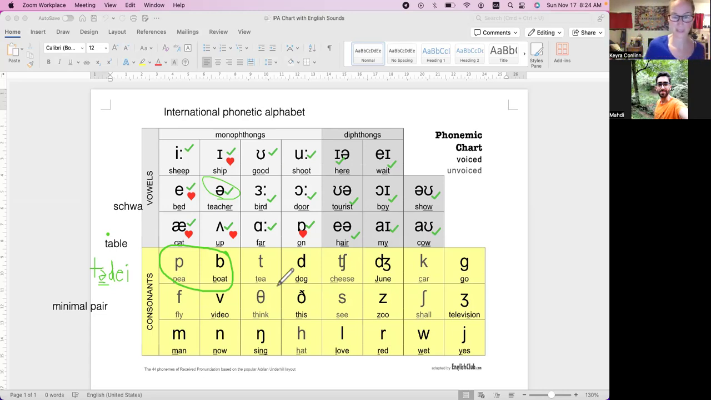Okay. So P and B. P and B require both lips to be closed. The difference is how tightly they are closed. With a P, they're only closed gently, and when you say it, you should feel air if you have your hand here. I encourage you to try. See if you can feel air here.